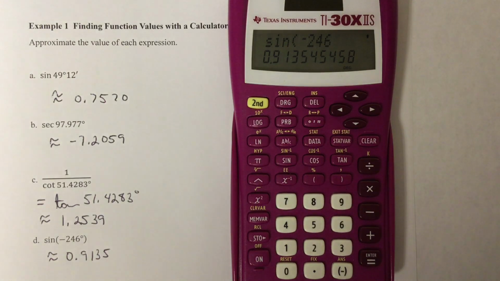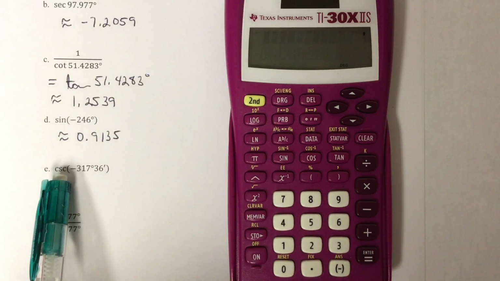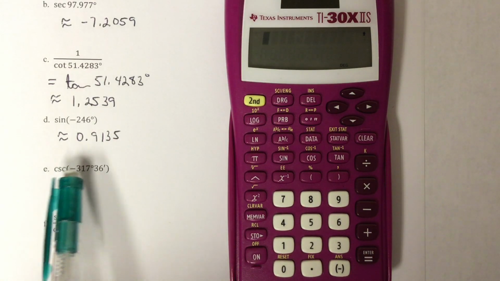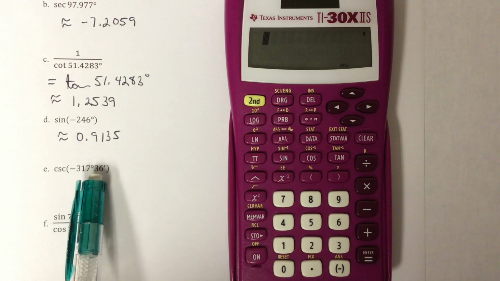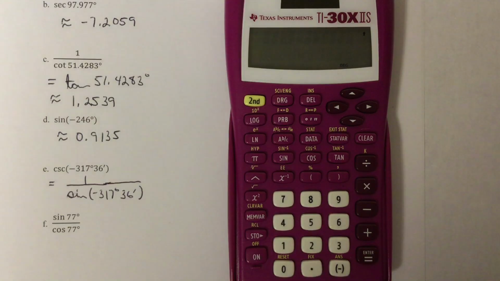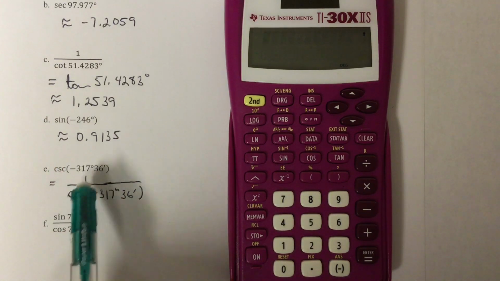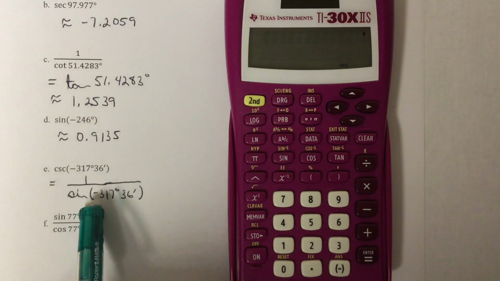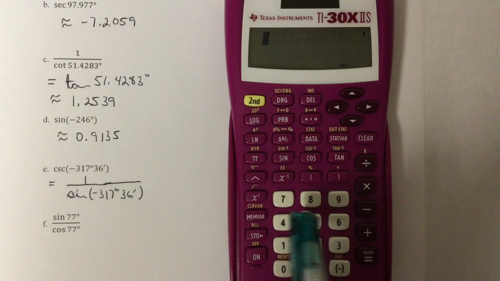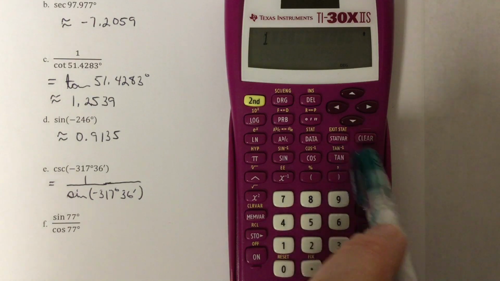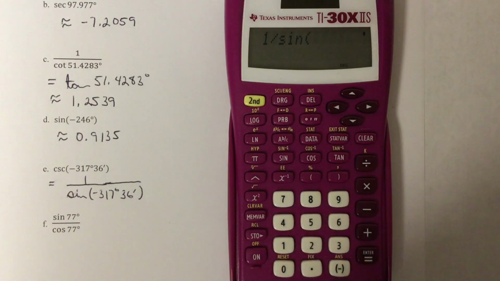So approximately 0.9135 is the sine of negative 246 degrees. All right, now let's get the cosecant of negative 317 degrees and 36 minutes. So we're going to remember that the reciprocal of cosecant is sine, and so cosecant of this number really means 1 over the sine of that number. And so let's go ahead and enter 1 over the sine of.